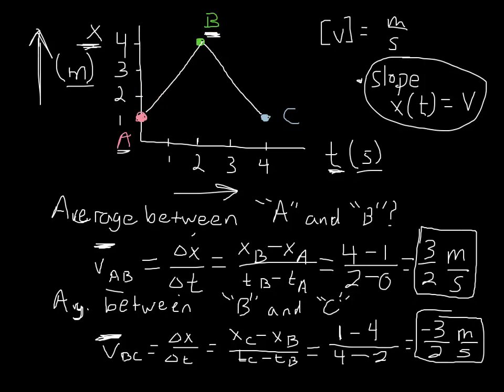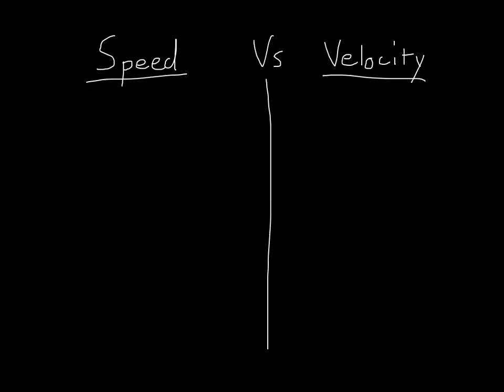Between A and B, my slope is going up, so I have a positive velocity, as I would expect. So I can test if I'm getting the right signs for my answers by looking at my slopes. A positive slope is a positive velocity, a negative slope is a negative velocity. And that sign, that negative or the implied positive, is very, very important. Velocity can be positive or it can be negative, and that sign tells you the direction that you're going.